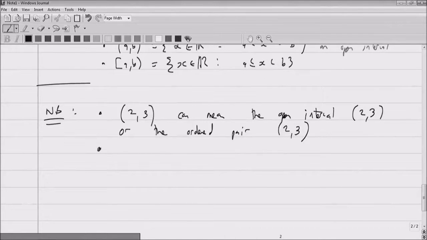Thing number two, and this is something which I need to draw your attention to because of the South African high school system. Any questions? The South African high school system has this peculiar thing which they do and no one else in the whole world does as far as I'm aware, where they teach you in high school that the way you write down an ordered pair, like x, y, or whatever it is, you put a semicolon. But no one else does that, including us.